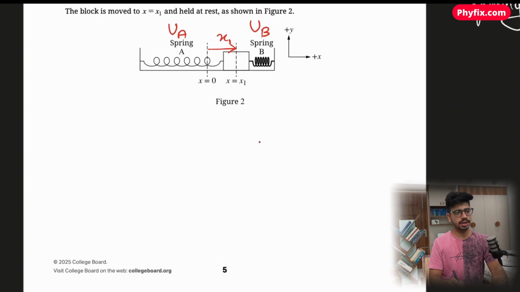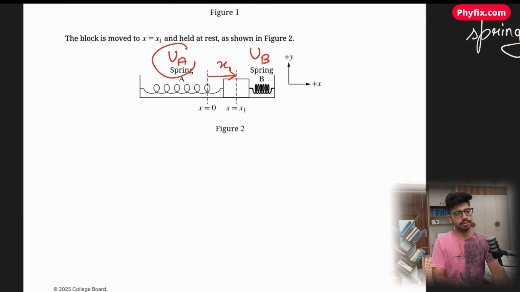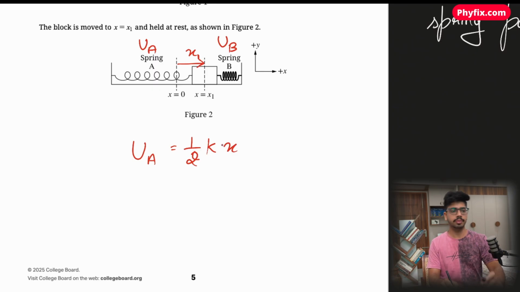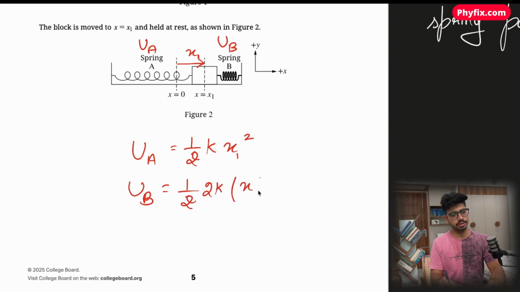For that, let's calculate first. What is the potential energy in A? The potential energy in A is half k x squared, where x is the extension, remember. Here it is x1 squared. Similarly, we have B. In B, the spring constant is double, with x1 squared, so it comes out to be double the value of the previous one.